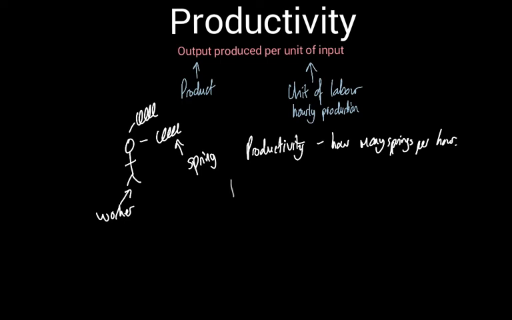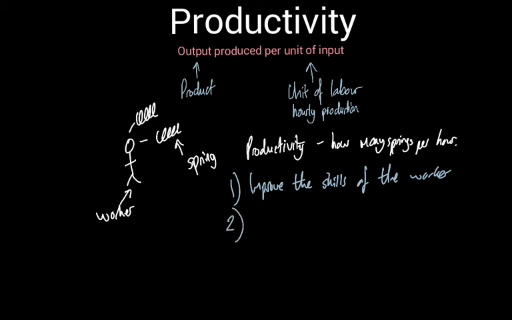One is to improve the skills of the worker. If we were to make this worker a more skilled spring maker, then they would be able to make springs at a much faster rate, and therefore we might be able to have them generate 2 or 3 springs in an hour.